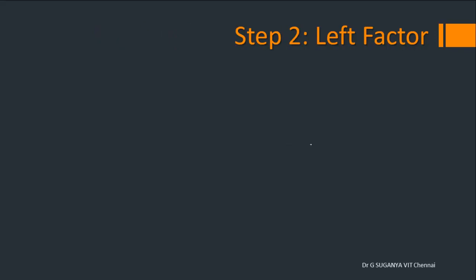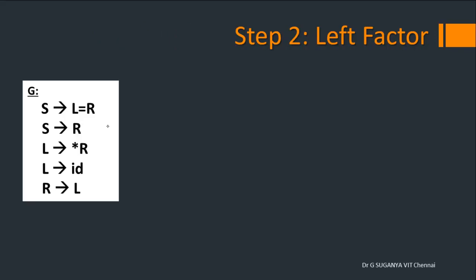Fine. We'll move on to check whether left factoring is there. Is there any left factoring? Is any of the prefix common? See, S production both start with different symbols. One starts with L, another starts with R. L is different, R is different, and hence no left factoring.